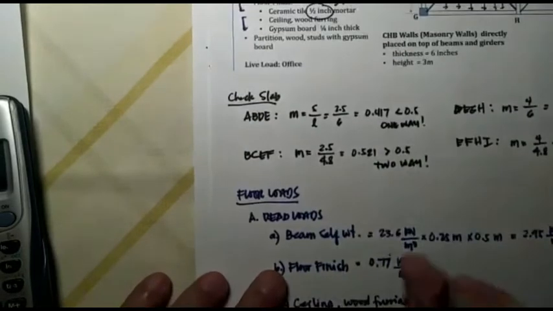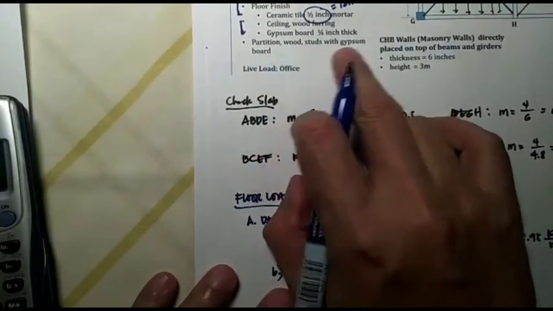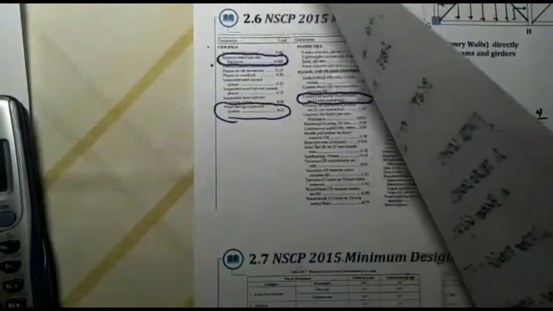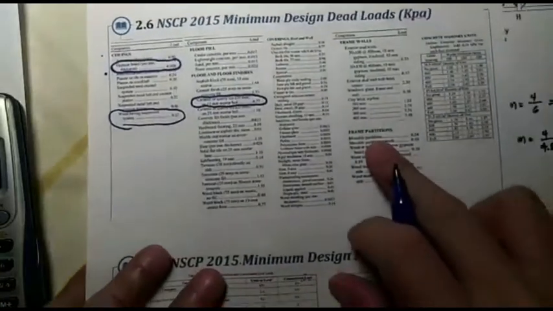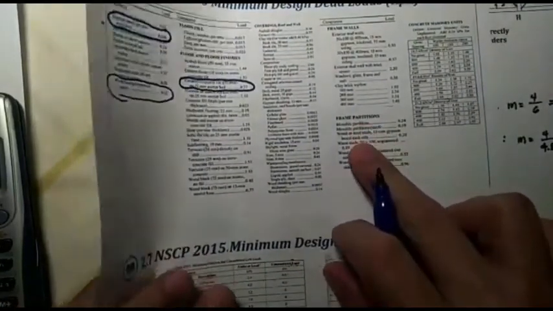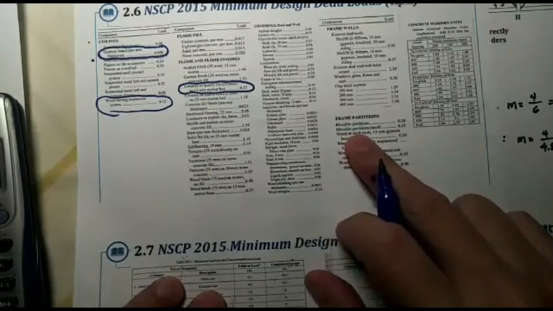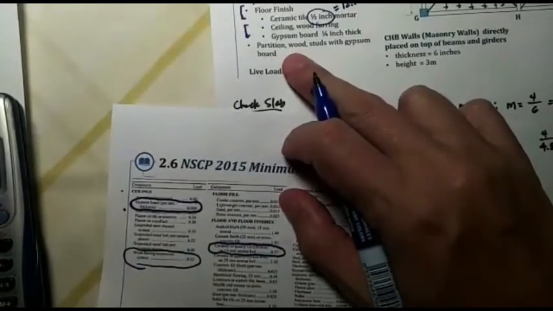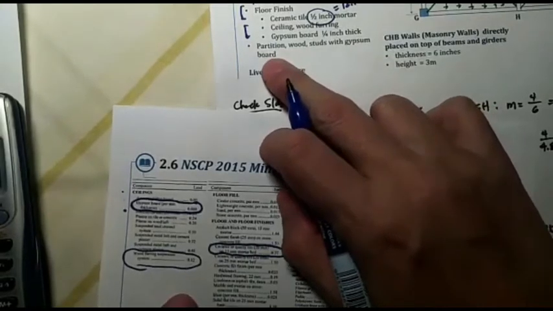Okay, so the description of the partition used is, it is a wood with studs with gypsum board. So hanapin natin yan dun ulit sa table. So ito naman yung partitions natin. Pag sinabing movable partition, considered yun as live load. Dito wala namang nakaspecify kung movable yung partition. So we will consider it as a dead load na lang. Okay?